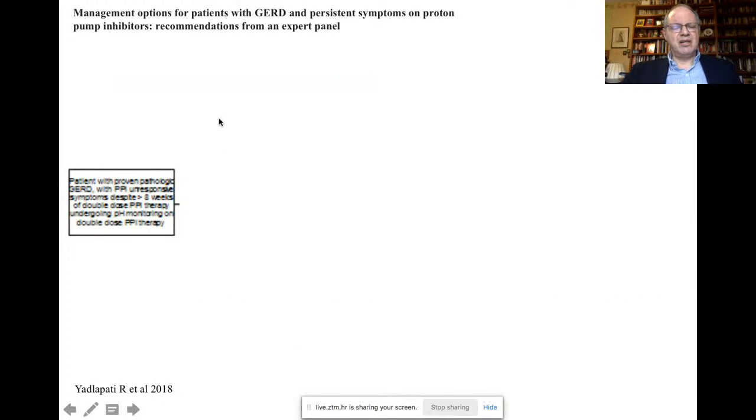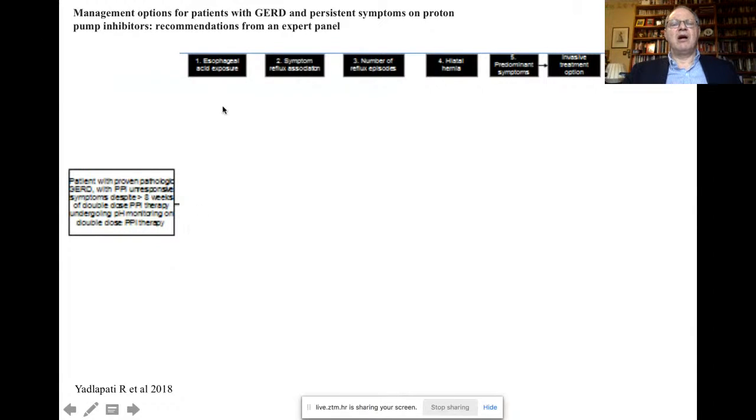This is a very interesting algorithm for patients with persistent symptoms on PPIs, and this was a recommendation from an expert panel in the US published in 2018. So this is a patient with proven pathological reflux with PPI-unresponsive symptoms despite 8 weeks of double-dose PPI therapy, that is having pH monitoring on double-dose PPI. And there are different possibilities: esophageal acid exposure, symptom reflux association, number of reflux episodes, hiatal hernia, predominant symptoms, and the type of treatment.